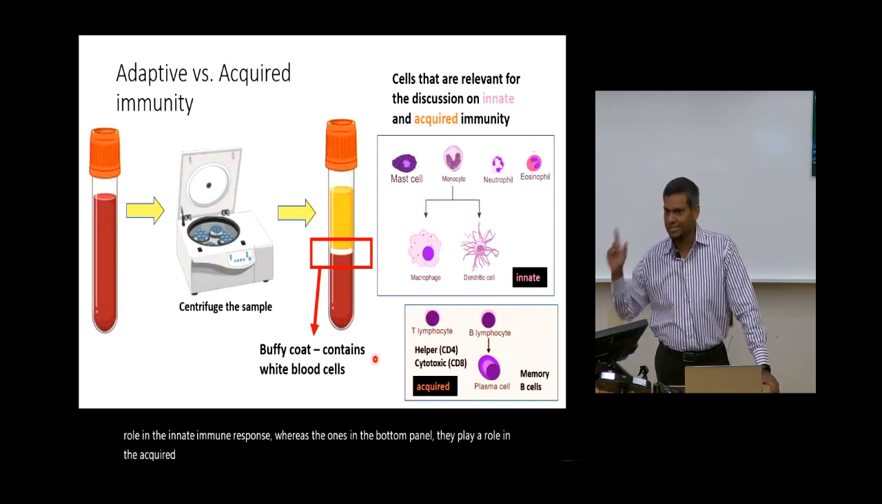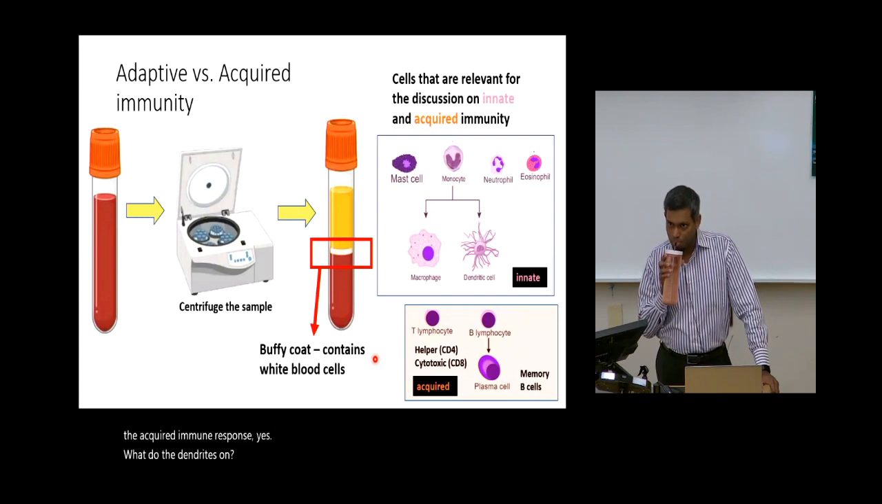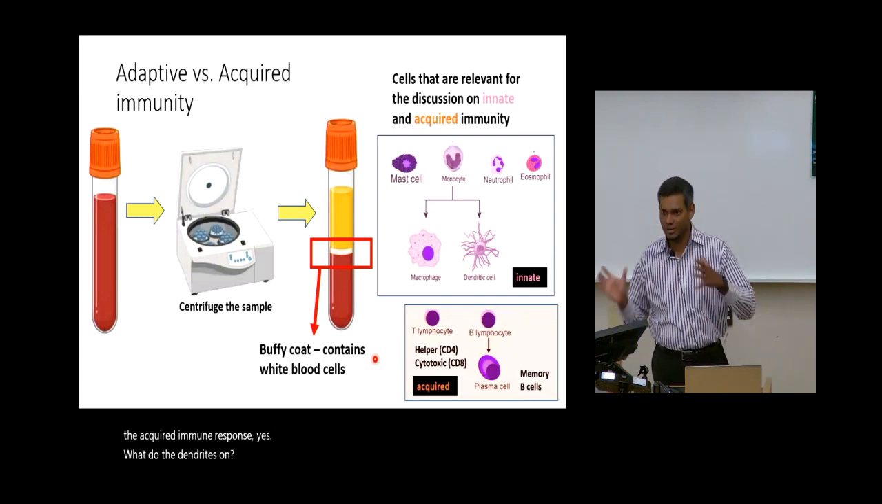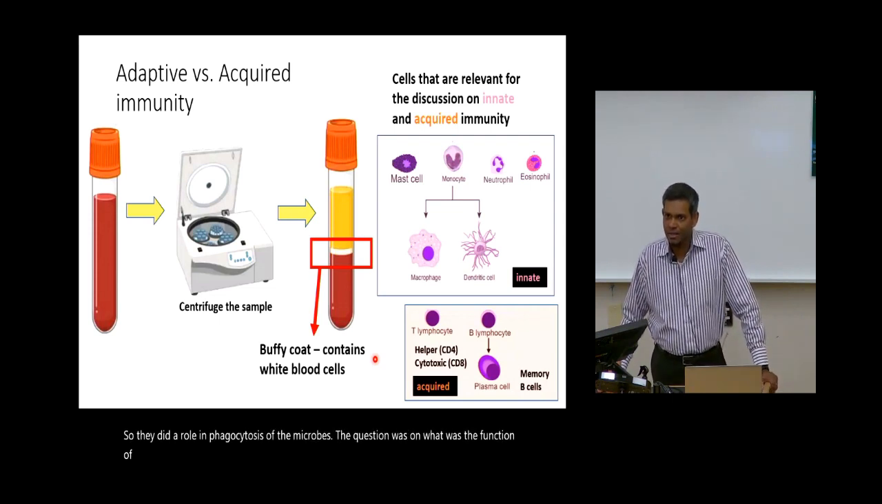Yes? What do the dendrites on the dendritic cells do? So they play a role in phagocytosis of the microbes. The question was on what was the function of the dendritic cells. They'll also play a role in attacking the pathogens.